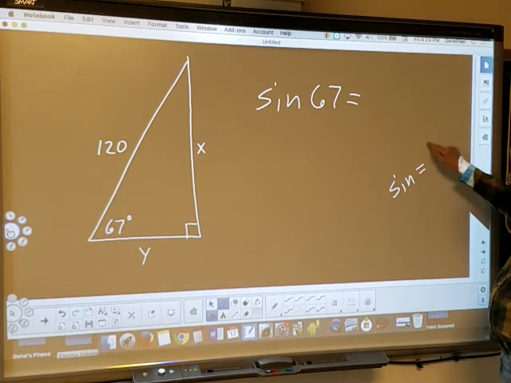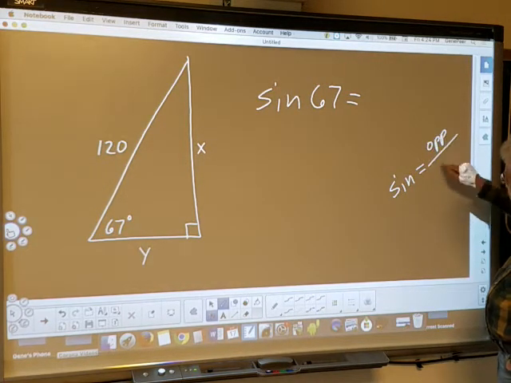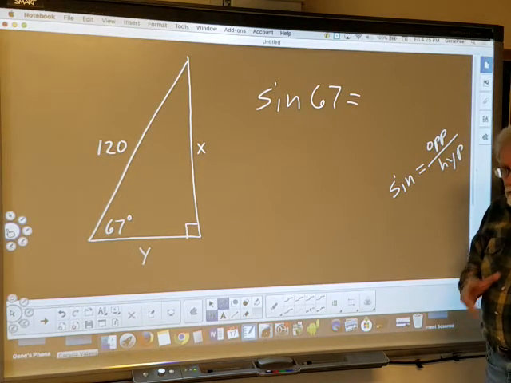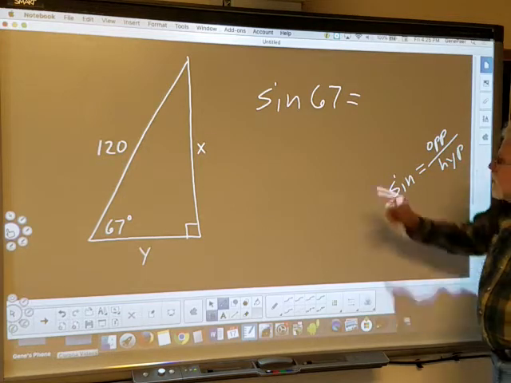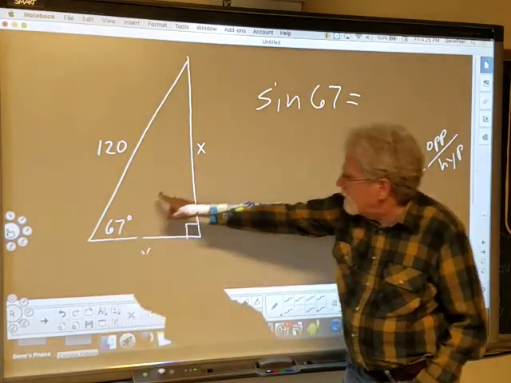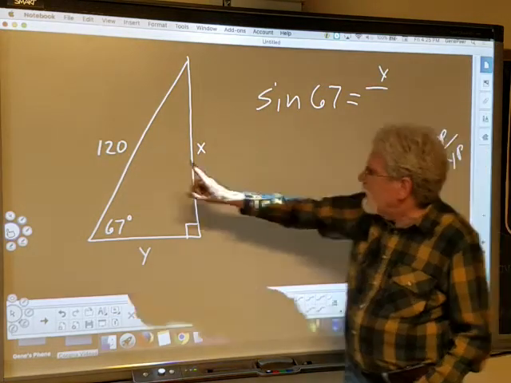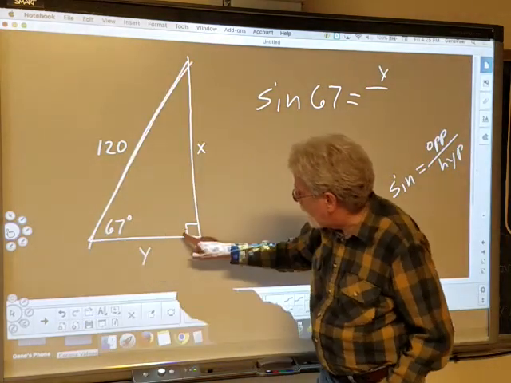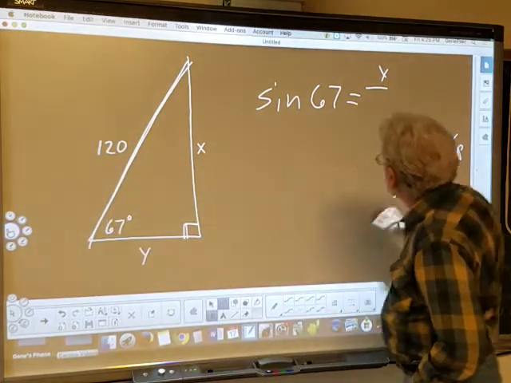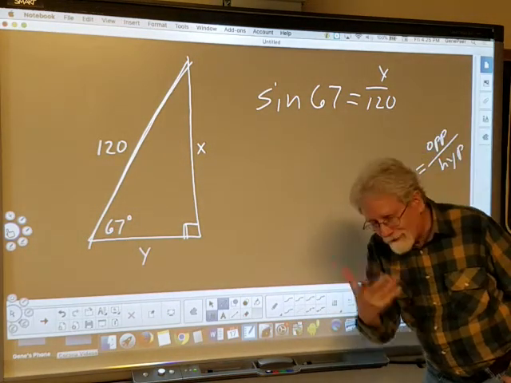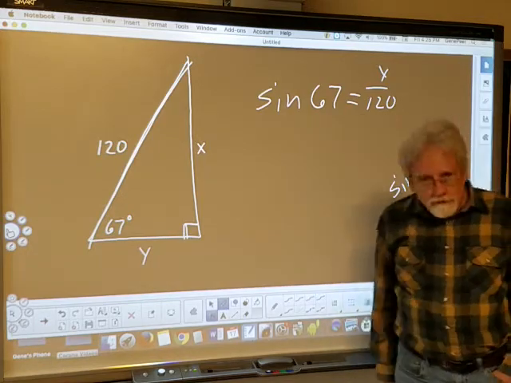Sine is defined as opposite over hypotenuse. Yes, we finally get to use the hypotenuse. So the sine of 67 is the opposite, which is x, over the hypotenuse, which is always that longest side, opposite the right angle. And there we go. Guess what we do now? Yeah, you can guess. We look up the sine of 67.